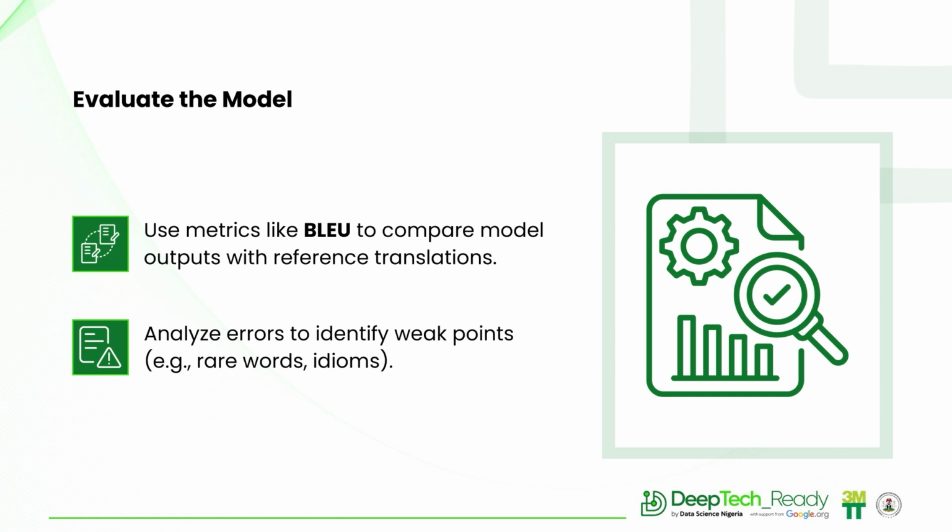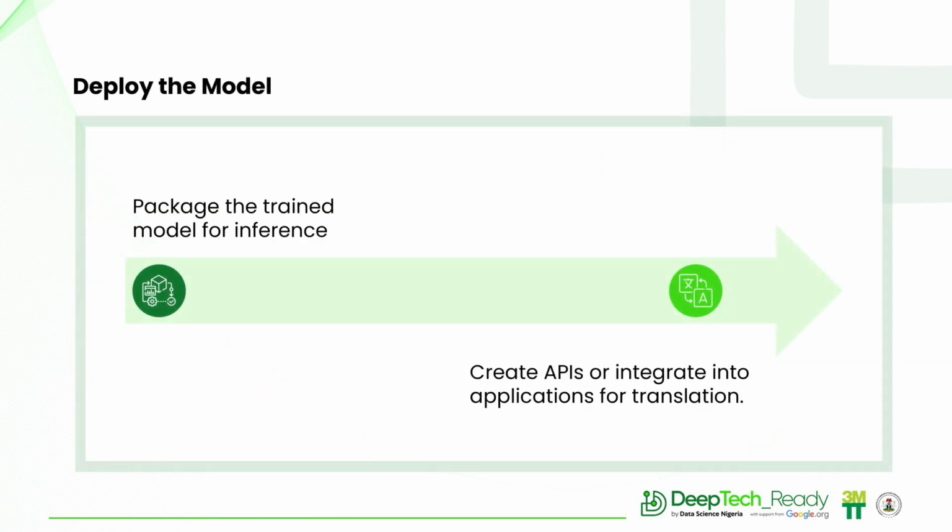Once we are satisfied with the model's performance, the next step is to deploy the model so it can be used for real-time translation. First, we need to package the trained model for inference. This involves saving the model's weights and any necessary configurations in a format that can be easily loaded during deployment. Next, we create APIs or integrate the model into an application in order to make it accessible.